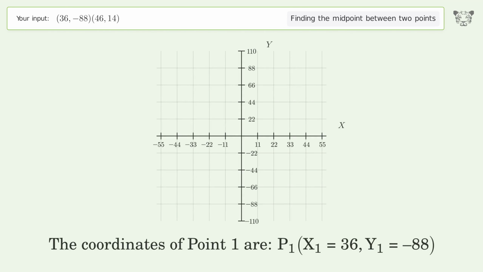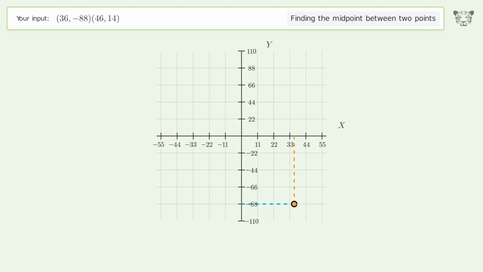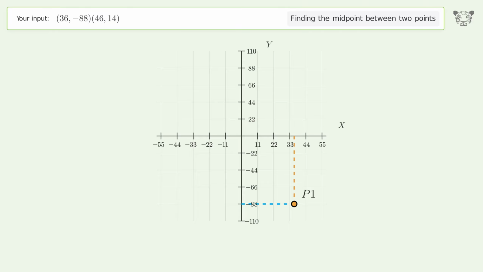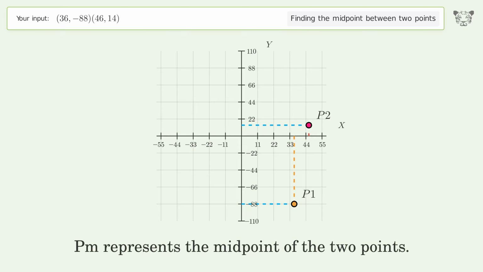The coordinates of point 1 are, x1 equals 36, y1 equals negative 88. The coordinates of point 2 are, x2 equals 46, y2 equals 14. PM represents the midpoint of the 2 points.